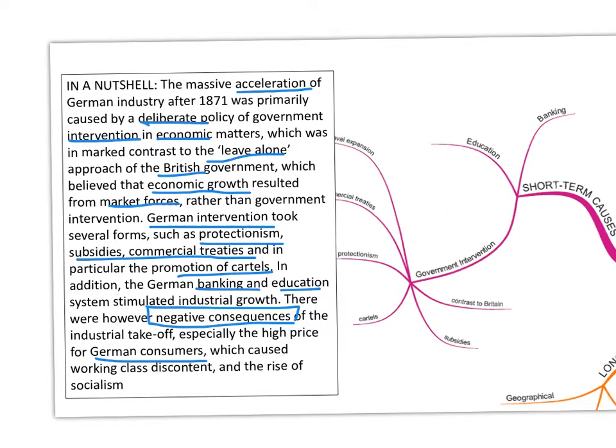And so, to a large extent, this industrial takeoff generated wealth, but it also generated an uneven distribution of wealth. The working classes did not benefit as much as the upper classes, and so what it actually did is it accelerated that fracturing of society that we've already talked about, this increasingly sharp division between the rich and poor in Germany. And that will partly explain the rise of socialism, which we'll look at next lesson.